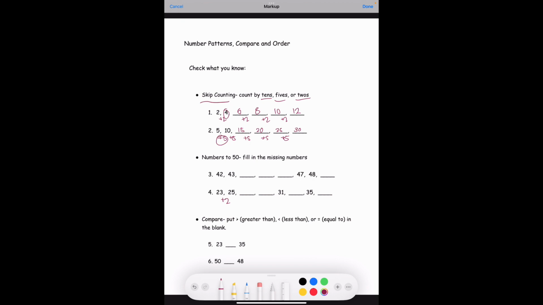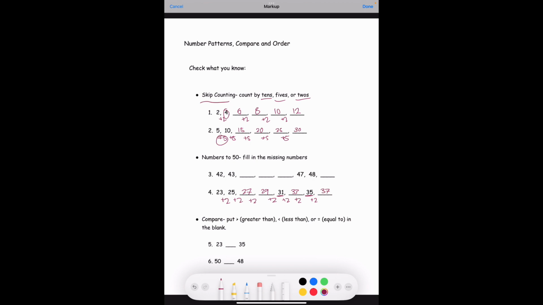And because we added 2 right there, we're going to keep adding 2 to the next number. So 25 plus 2 equals 27. 27 plus 2 equals 29. And 29 plus 2 equals 31. And 31 plus 2 equals 33. 33 plus 2 equals 35. And 35 plus 2 equals 37.